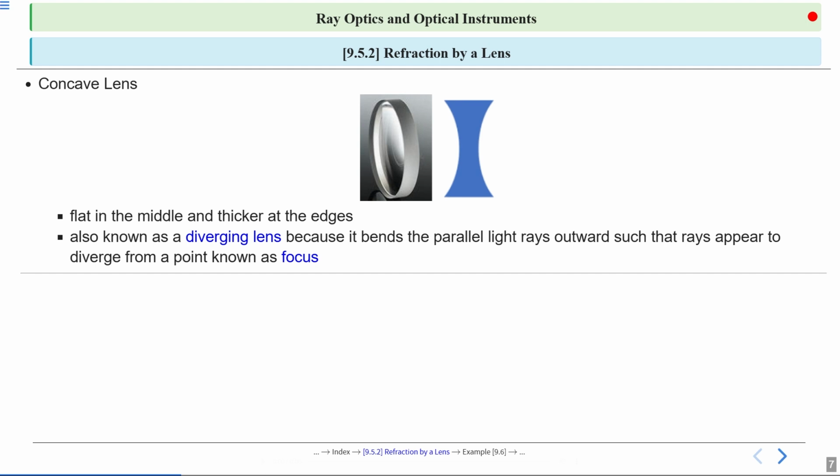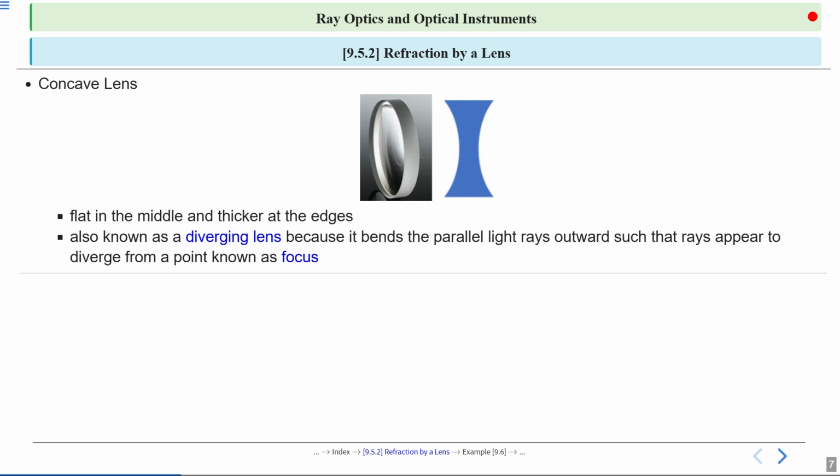So it is also known as a diverging lens because it bends the parallel light rays outwards. The convex lens bends the parallel light inwards and converges the light rays that are coming parallel to the principal axis to one point after refraction. But the concave lens bends the parallel beam coming from the source outwards after refraction, such that they appear to diverge from a point known as the focus.